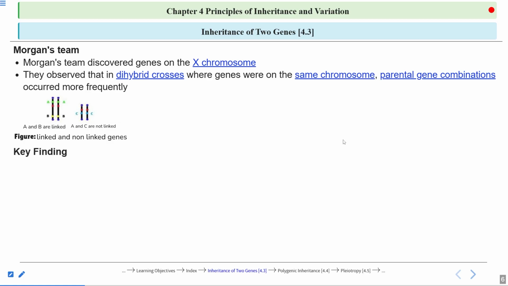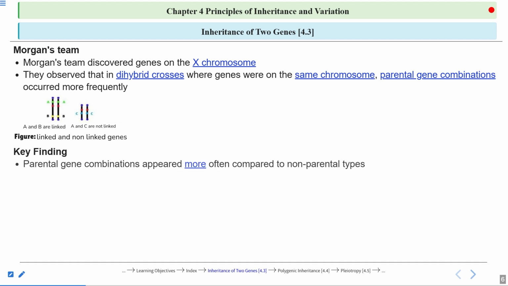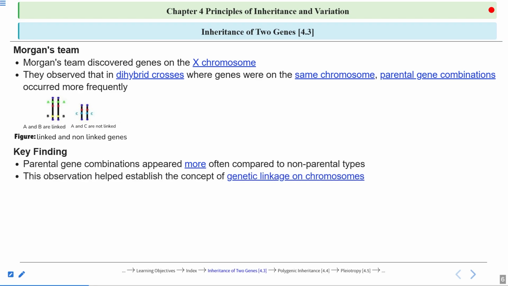So what were the key findings of Morgan and Morgan's team? They said that the parental gene combinations appear more as compared to the non-parental types. Parental gene combinations are more as compared to recombinant types. So this observation helped establish the concept of genetic linkage on the chromosome. So when the genes are linked together, then they are inherited together. That's why parental combinations are more.